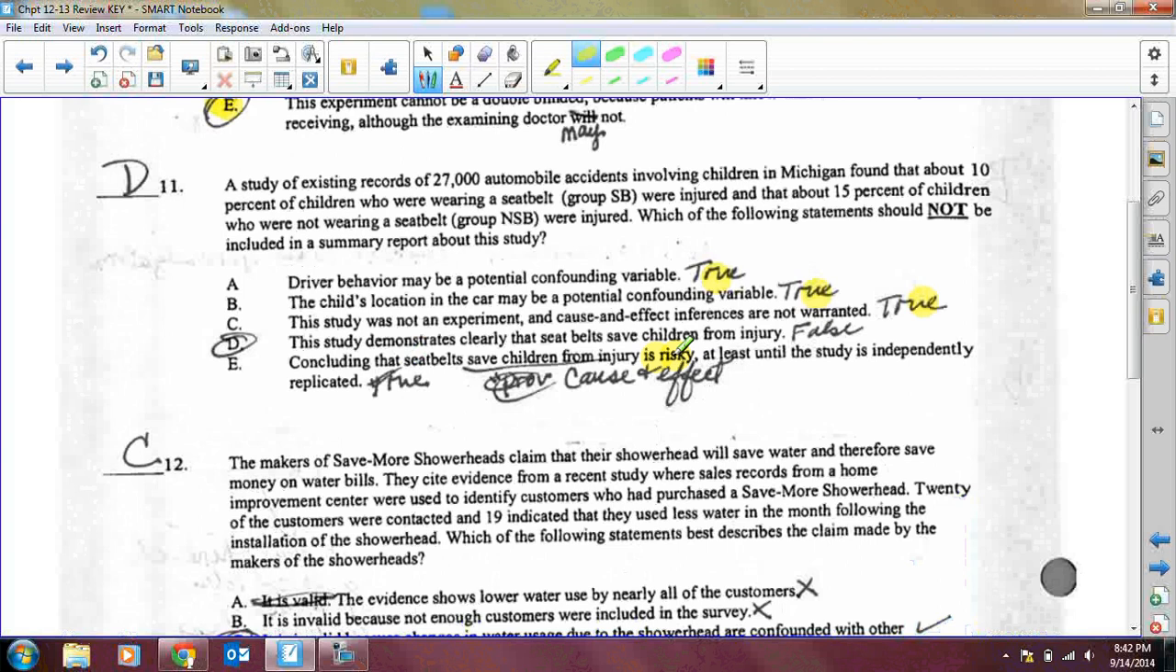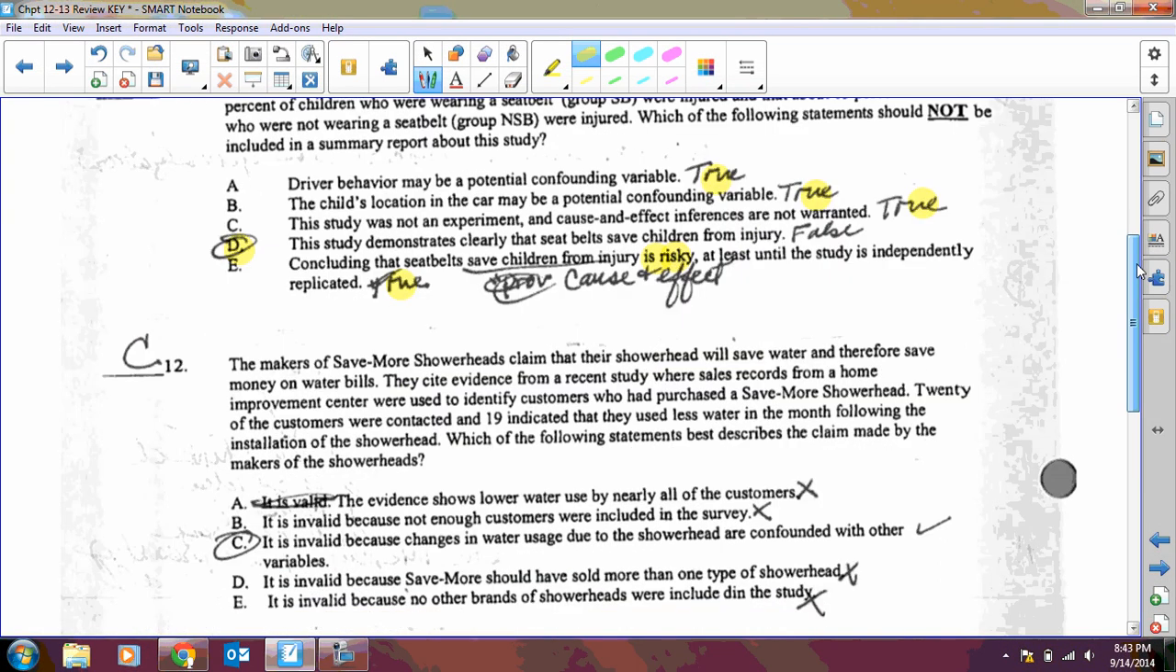The one that is false is D. It says this study demonstrates clearly that seatbelts save children from injuries. That statement is essentially saying cause and effect, and it's also stating that it is a fact that it saves lives. And it does not necessarily in all cases. Now, it did in 5% more cases in this study, okay, but it's not factual. So D has to be the one that is false.